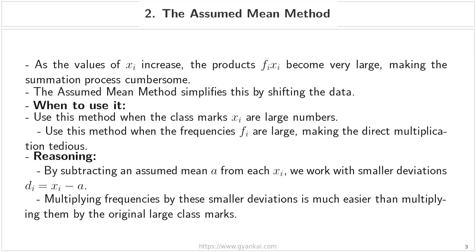Now that we've seen how the direct method works for simple datasets, let's move on to our second option, the assumed mean method.